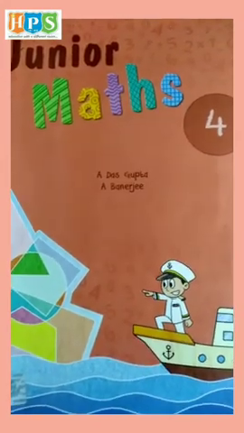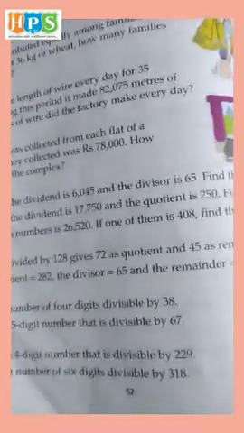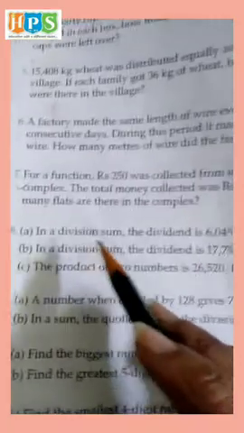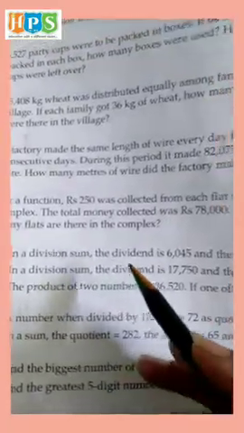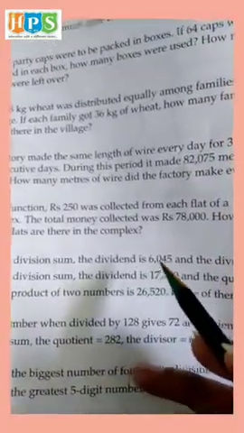So open your math book, page number 52, exercise 7C, question number 8. In a division sum, the dividend is 6045 and the divisor is 65. Find the quotient.